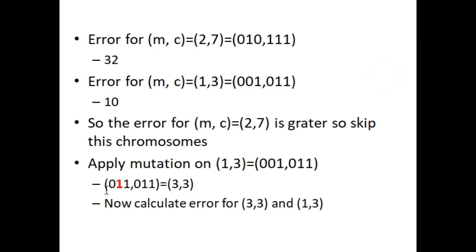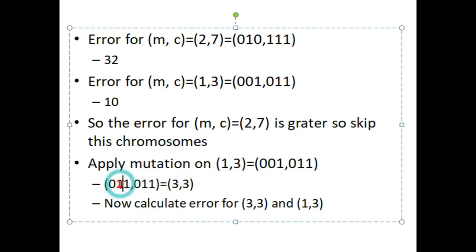So just look at this slide that the error function 2, 7 is greater, so skip this chromosomes. So I will apply the mutation on these chromosomes. So just I apply the mutation for at our first chromosome at this location. Just I reverse the value of 0 towards the 1. So मैंने इसको reverse कर दिया. So the new chromosomes, the new population is 3, 3.